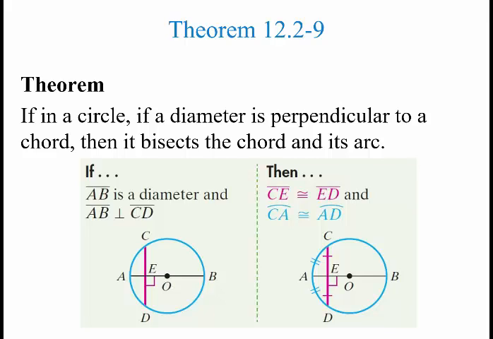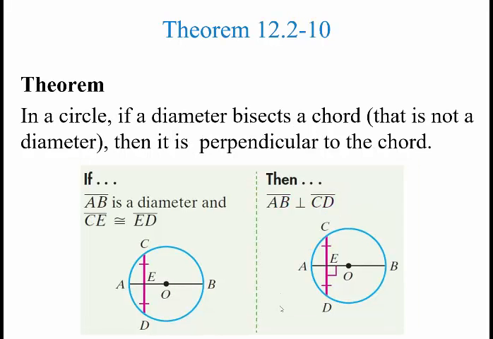All right, so another theorem, theorem 12.2.9. If in a circle, a diameter is perpendicular to a chord, then it bisects the chord and its arc. So if AB is the diameter and AB is perpendicular to CD, like this, then we can say segment CE and segment ED are congruent, and arc CA is congruent to arc AD, like that.